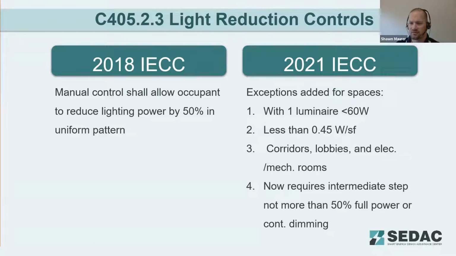So continuous dimming of all luminaires from full down to 20% or less, switching all luminaires to output between 30 to 70%, and alternating luminaires between a level of 30 to 70% are acceptable control methods now. So just some updates to those light reduction controls, where the previous 2018 IECC had kind of some basic language. They've added a little more definition and a few more requirements here in the 2021.